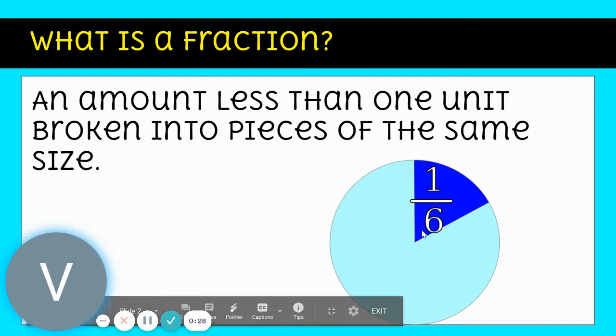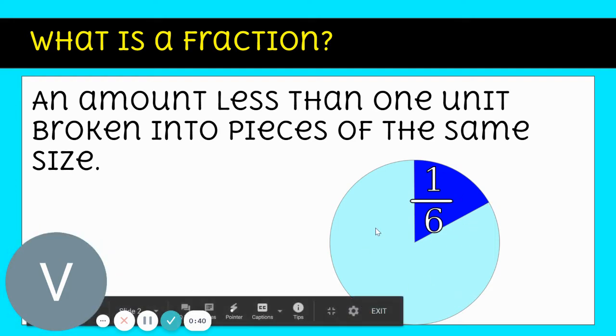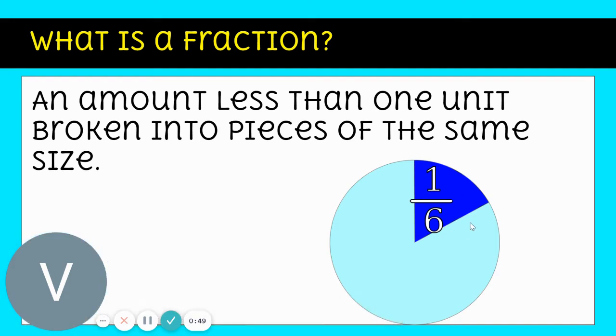So for this example, we can tell by the 6 that a total of 6 of these dark blue pieces could fit in the circle, and there's only one. This one piece is 1. So 1 out of 6 are showing right now. Think about a pie that was cut into 6 pieces. Somebody already took one piece out, the dark blue piece.